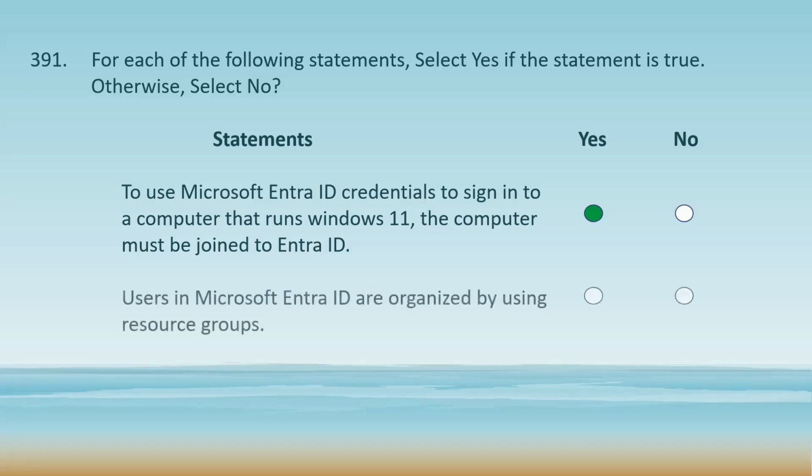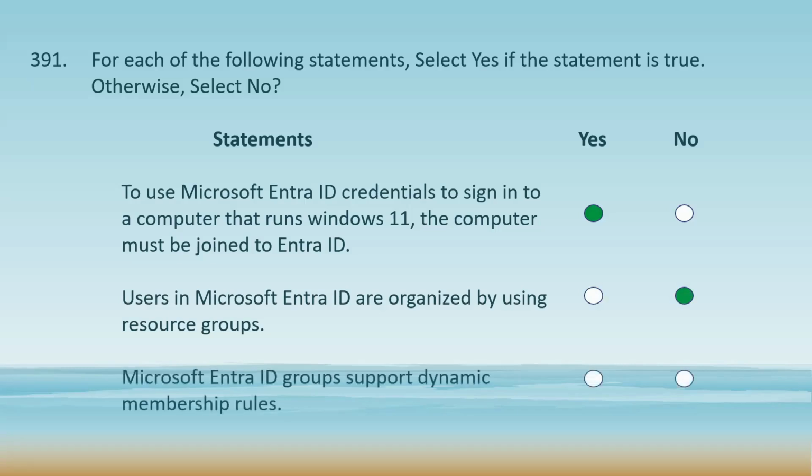Now, the second statement is users in Microsoft Entra ID are organized by using resource group. This statement is incorrect. Instead, they are typically organized into groups such as security groups or Microsoft 365 groups. Third statement is Microsoft Entra ID groups support dynamic membership rules. This statement is correct. You can create attribute-based rules to enable dynamic membership for a group in Microsoft Entra ID.